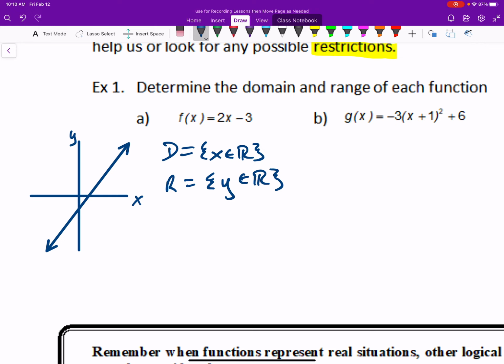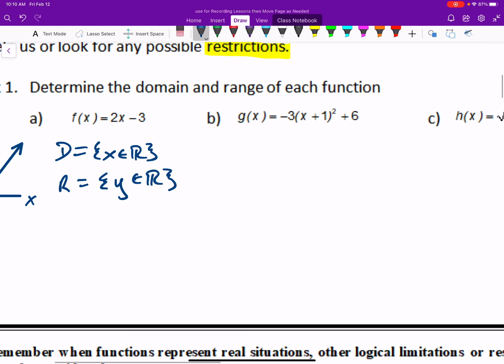As far as the range goes, I can get a y value no matter what value I put in. It's not quite as straightforward to get the range as it is the domain, because you have to think about what's possibly coming out the other end of the function, so to speak. But you can do it. And so, yeah, there's no restrictions on this first one.